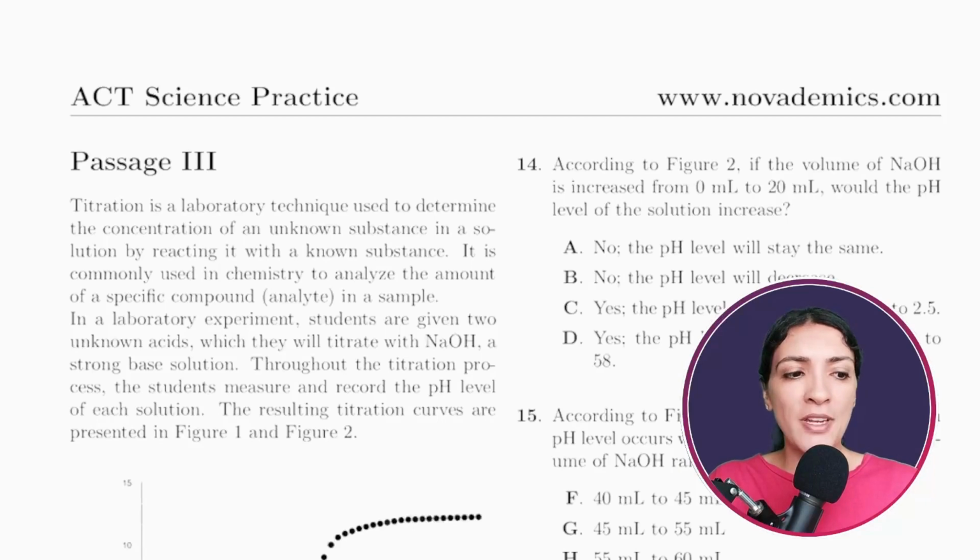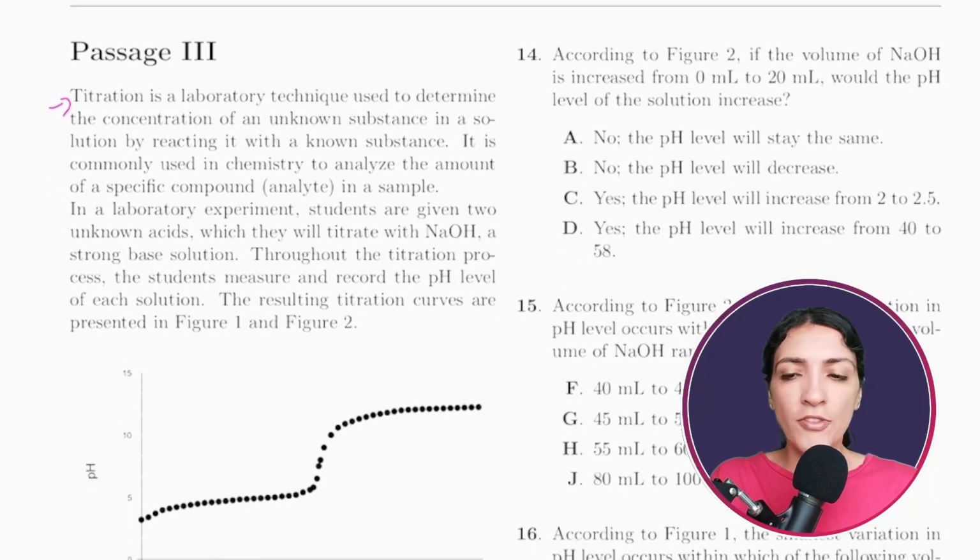On to passage 3. Let's quickly look at the first sentence or two. All right, so this is a passage about titration and pH levels, which is a common subject on the ACT science test. Let's just jump to the questions. The first question, they're telling us to look at figure 2, so that's the where.